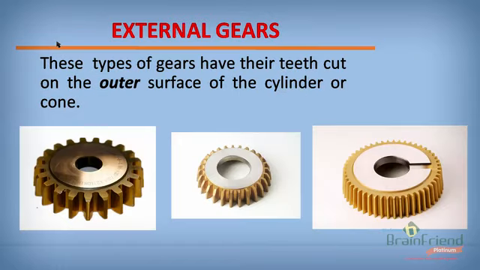External gears. These types of gears have their teeth cut on the outer surface of the cylinder or cone. Unlike our internal gear that will have it cut on the inside, for external gears, you can see that the teeth are cut on the outer surface of the cylinder or cone.